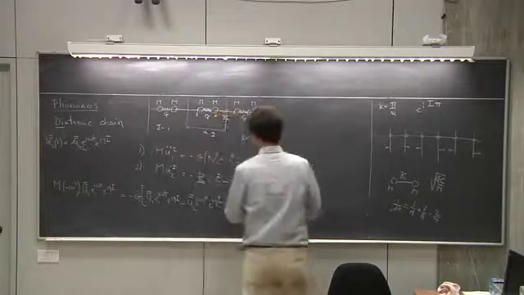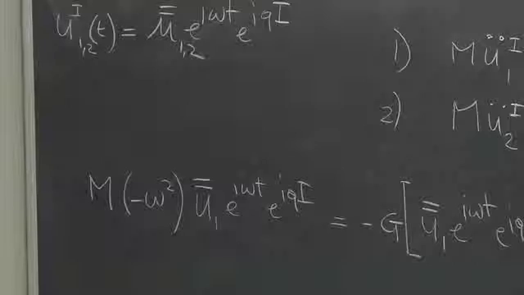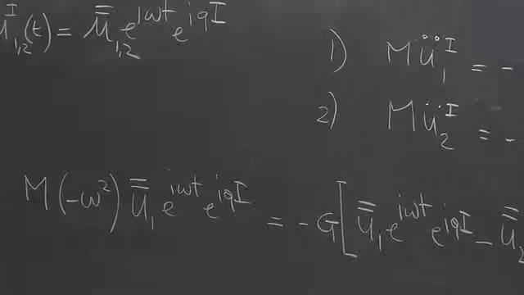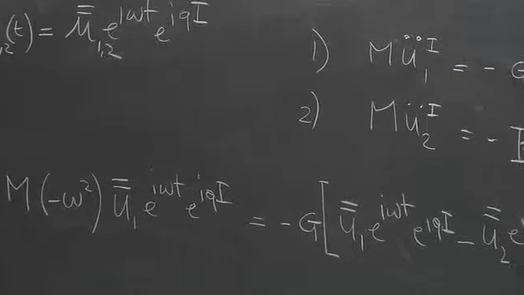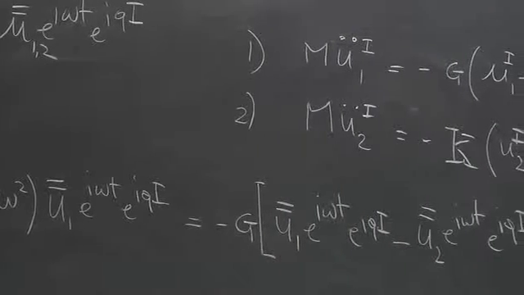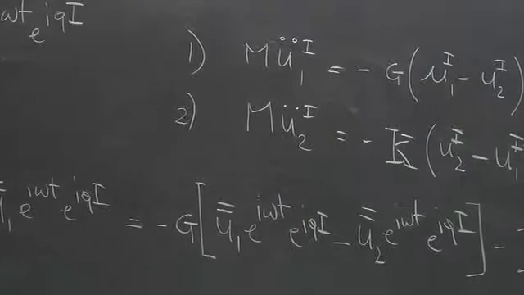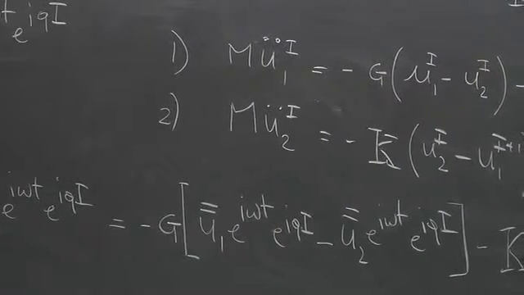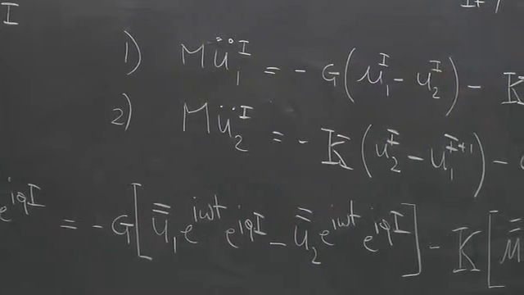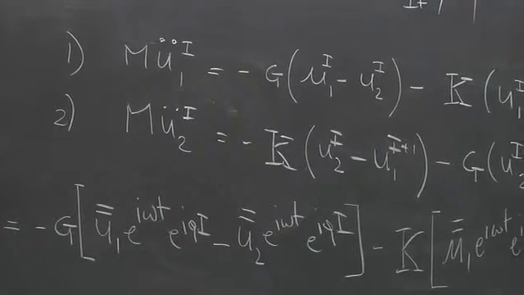The second part here, minus capital K, u double bar 1 e to the I omega t e to the I q I minus u double bar 2 e to the I omega t. And here I have to be careful because this is I minus 1, right? So it's q times I minus 1.